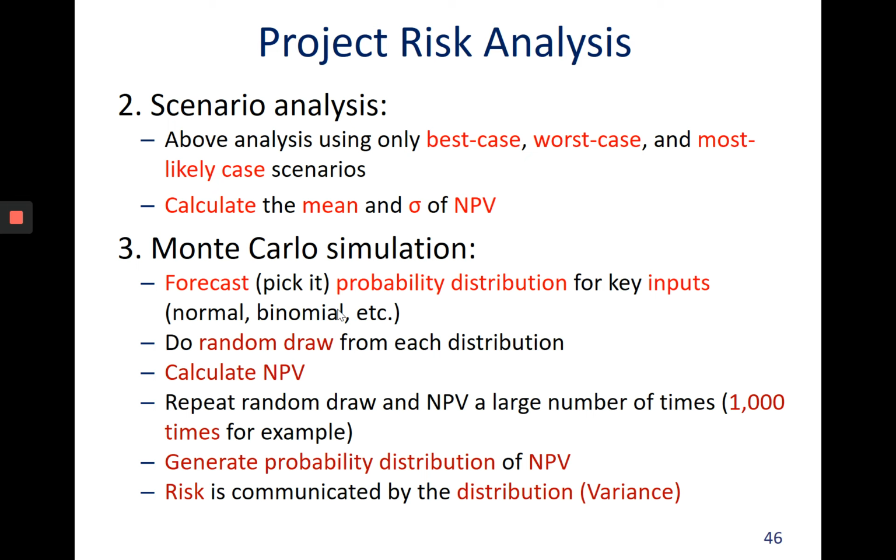We repeat these random draws and net present values a large number of times, for example, 1,000 times, and we generate empirically a probability distribution for that net present value. And of course, the variance of this distribution would talk about the riskiness of that net present value. So this method is more statistically sound and scientific, but of course needs lots of computer calculation.